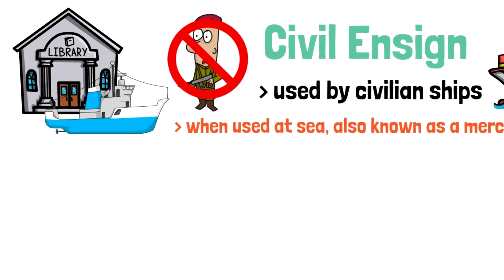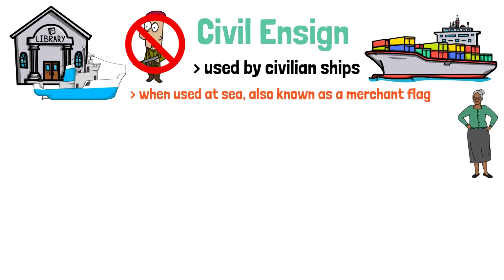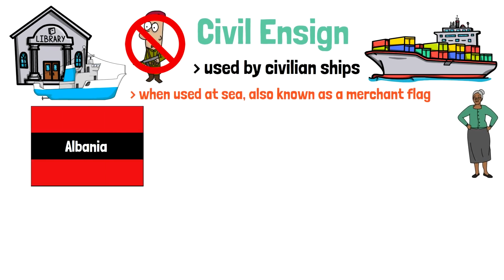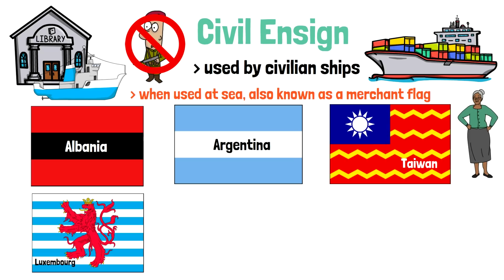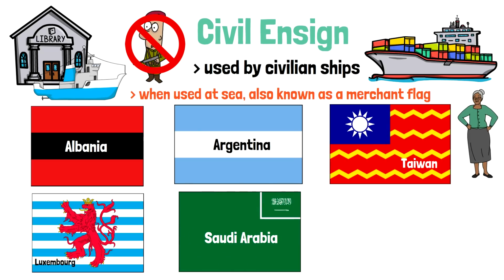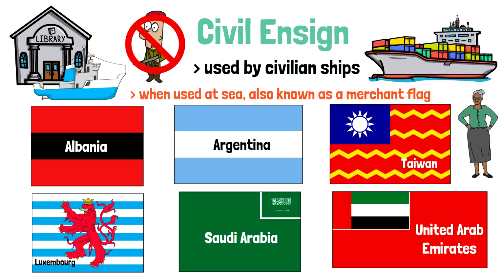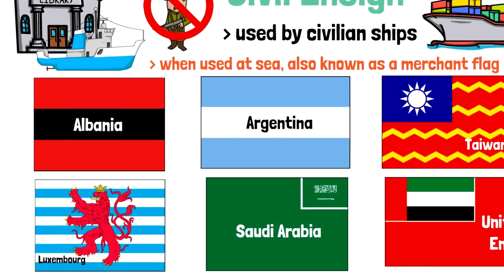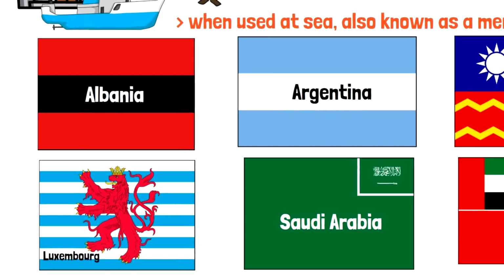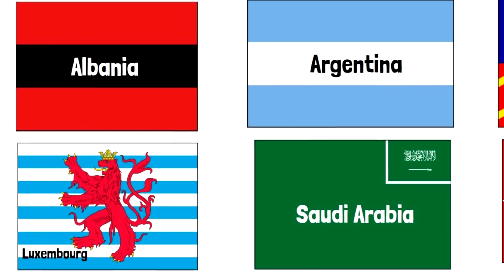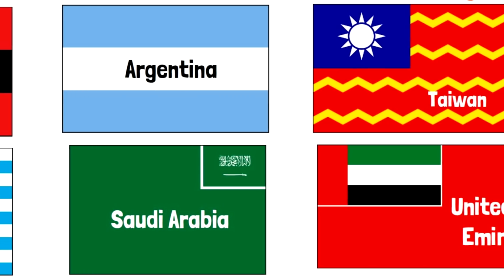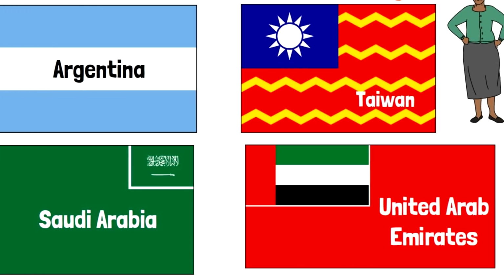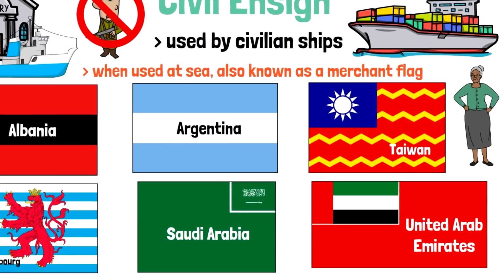Now, the thing is, a lot of countries already have civil flags that are different from their main national ones, like Albania's, Argentina's, Taiwan's, Luxembourg's, which is an awesome flag by the way, Saudi Arabia, the United Arab Emirates, etc. And a lot of them just remove their state emblem or coat of arms to create a more simplified version of the national flag. And as far as I could find out, none created a specific version of these for the sea, since most are already unique.